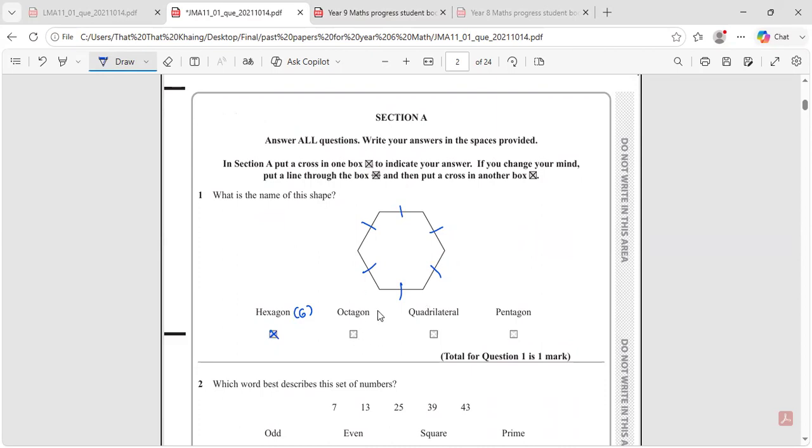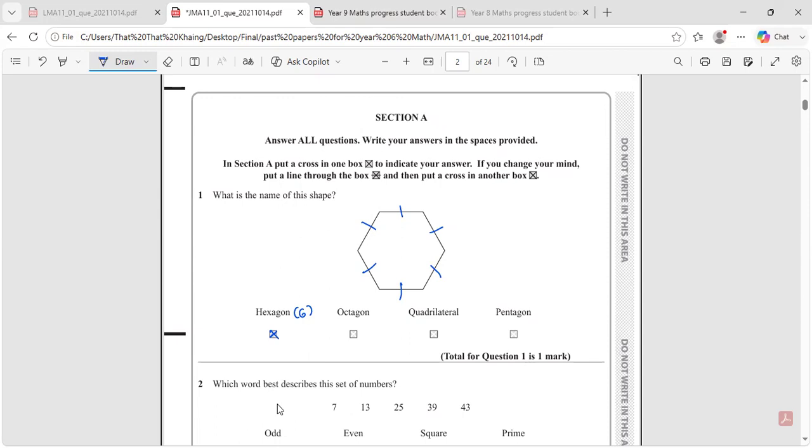Okay, what about octagon? Octagon, it has 8 sides. Pentagon, it has 5 sides. Quadrilateral. Quadrilateral means any shape that has 4 sides. For example, a square, rectangle, parallelogram, trapezium. These are kinds of quadrilateral shapes.